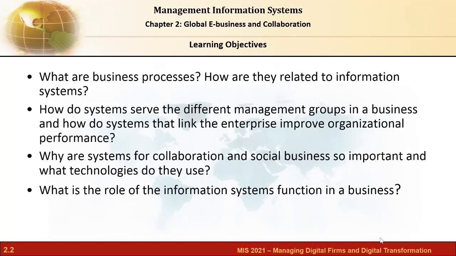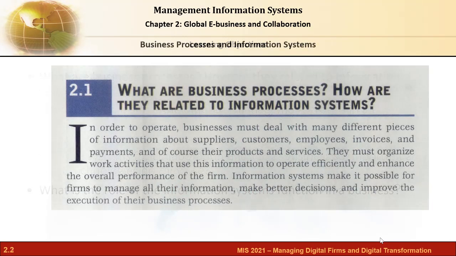We also answer the question: why are systems for collaboration and social business so important, and what technologies do they use nowadays and in the next 5, 10, and 20 years? We also look at the technologies currently being applied by organizations, and the new technologies that will be applied in the next 5, 10, and 20 years. Also, we answer the question: what is the role of the information system function in a business? Of course, our course is one of 10 or 20 other courses in management, so we also look at the role of management information systems, or the function of information systems in business.